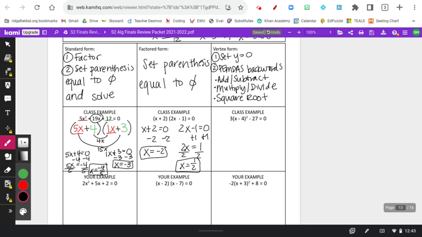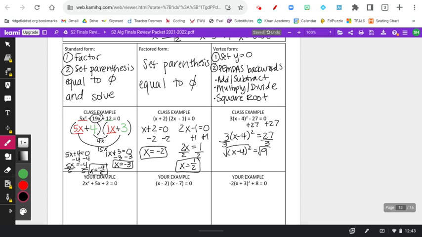So here, to get rid of addition and subtraction, I see a minus 27, so I can get rid of it by adding. Zero plus 27 is 27. Here, this 3 is multiplied by my parentheses, so to get rid of it, we can divide. 27 divided by 3 is 9. Then, to get rid of this squared, we square root both sides.